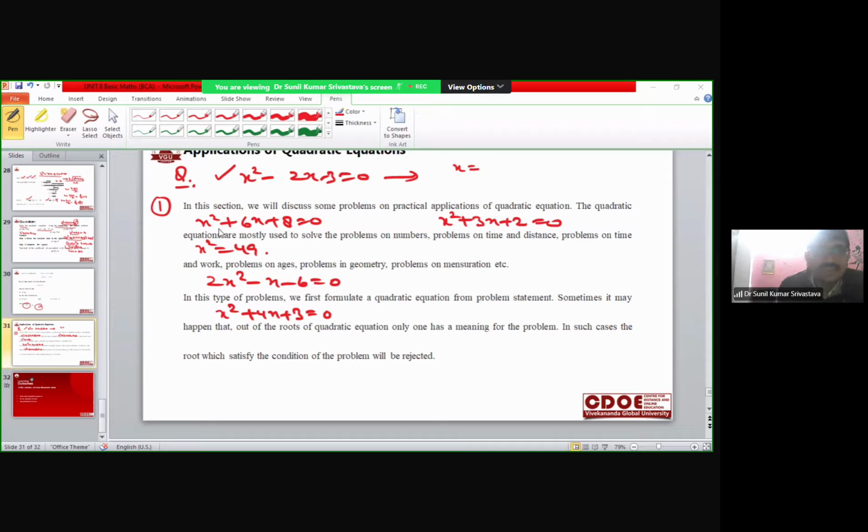So we are going to summarize here. In this section, we have discussed some problems on practical applications of the quadratic equation. Quadratic equations are mostly used to solve problems on numbers, time and distance, time and work, age problems, geometry, mensuration, etc. In this type of problem, first we formulate the quadratic equation from the problem statement, that is the word problem. Sometimes it happens that only one of the roots of the quadratic equation has meaning for the problem. In such cases, the root that satisfies the condition of the problem will be accepted. So this is the concept, and I hope you understand this one.